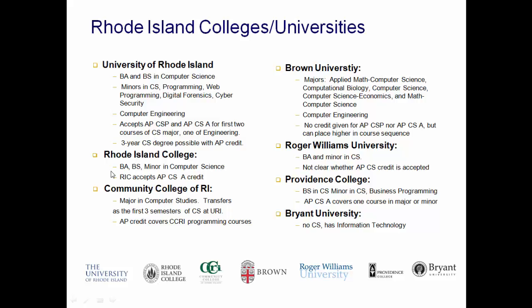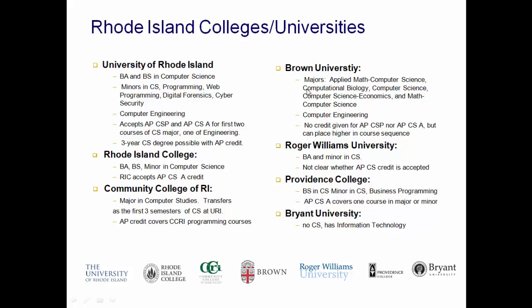At Rhode Island College, they have a BA and a BS and a minor in computer science. And they do accept AP Computer Science A credit. So if you've taken that in high school, you can have one of their computer science courses out of the way. The Community College of Rhode Island grants associate's degrees in computer studies, and it's set up so that you can transfer to the University of Rhode Island or Rhode Island College to major in computer science after having done computer studies at CCRI and have it so that you only have 2 years left to finish the 4-year degree.